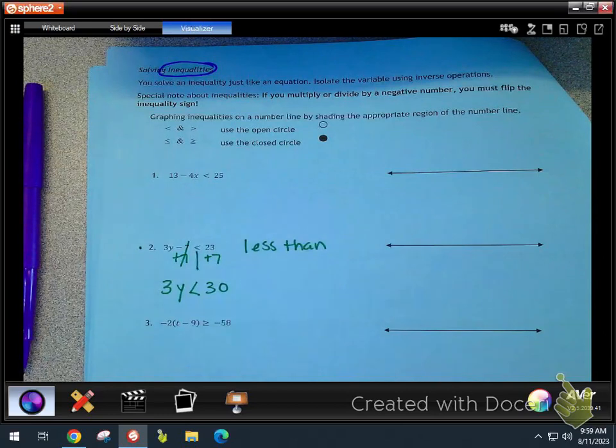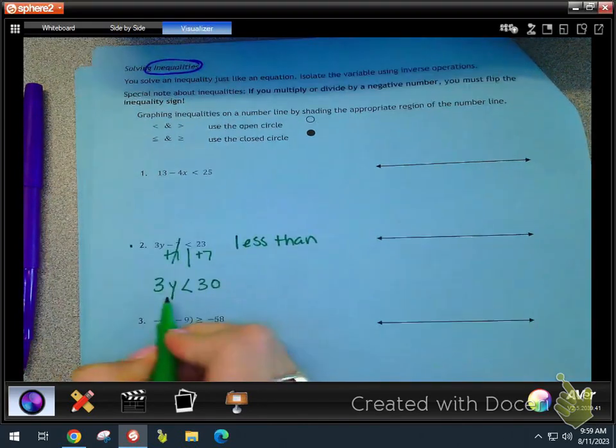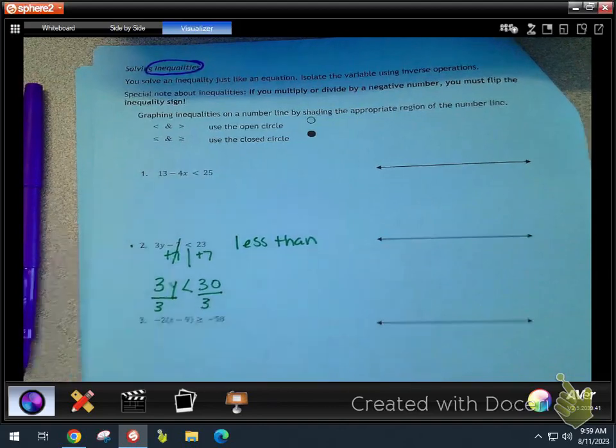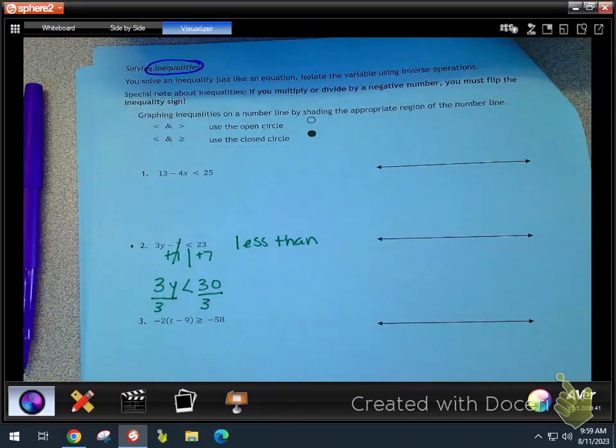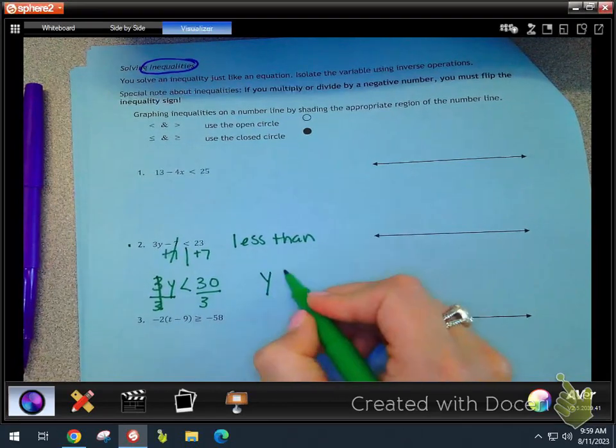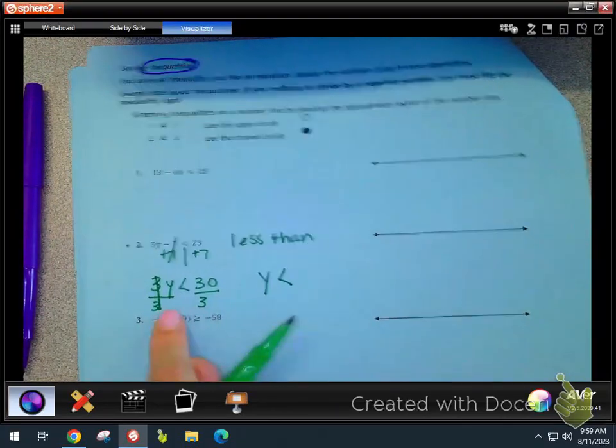So y by itself? Not yet. We're close. How do we undo the 3? Divide it by 3. Now, there is one thing we have to be careful about when it comes to inequalities. It's not going to happen on this problem, but it will. What kind of 3 did I divide by? Positive. That's important. If it's positive, nothing changes. We'll get to what happens when it's negative. So this is going to become y. My less than sign stays because the 3 was positive.